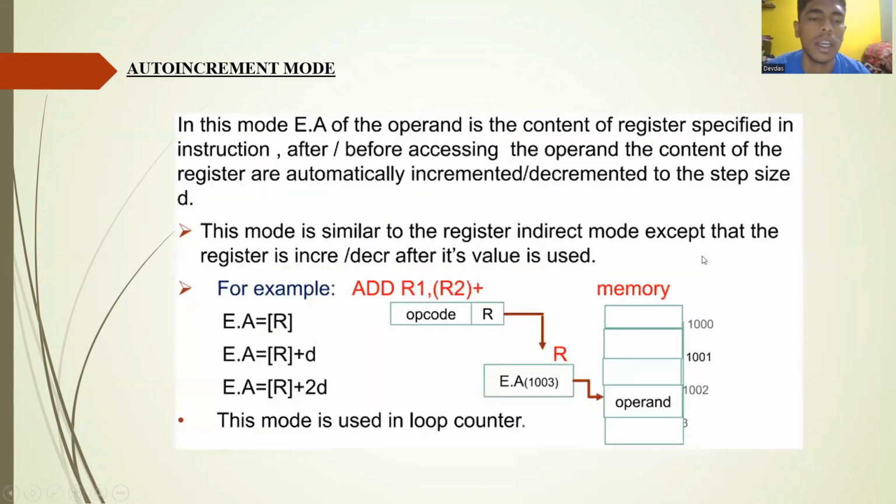Next, auto increment mode. In this mode, the EA of the operand is the content of the register specified in the instruction. After or before accessing the operand, the content of the register is automatically incremented or decremented by the step size. This mode is similar to the register indirect mode, except that the register is incremented or decremented after its value is used. So this is the example of auto increment mode.